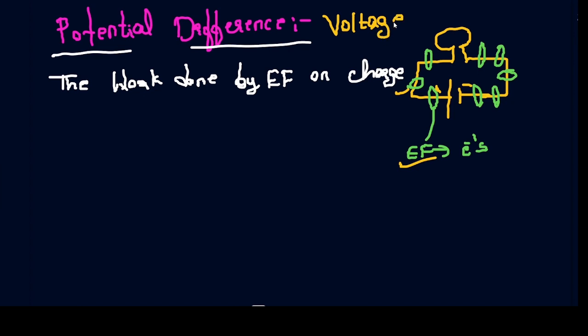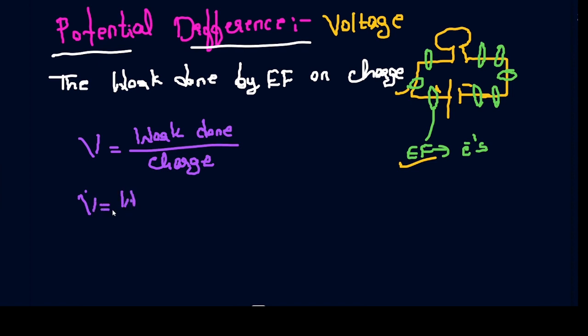Okay, so this voltage and potential difference is denoted by the letter V. V is nothing but work done by charge. I can simply write V is nothing but W by Q. Right, so this is the formula to find potential difference.